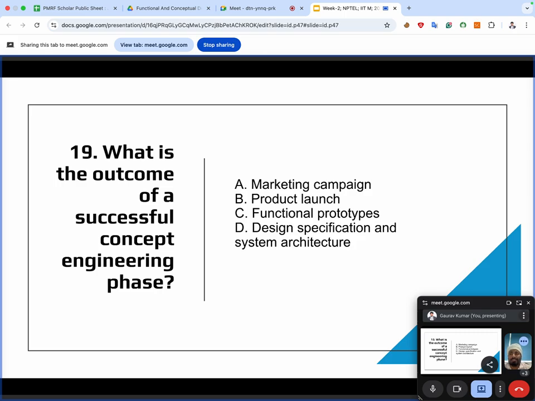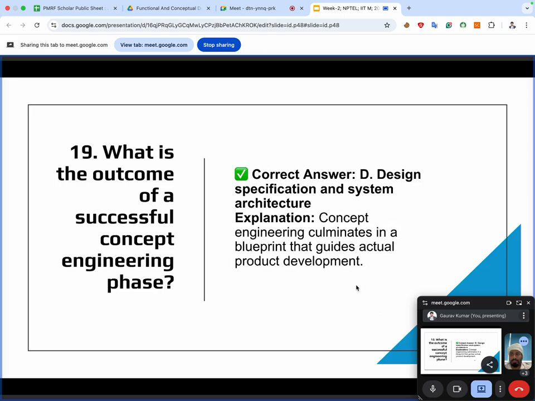Moving to the next question. You can also see the explanation part. Is the explanation part in the slide okay, or do I need to add a little bit more? Any suggestions, or what do you guys think? Looks okay. Okay, fine.